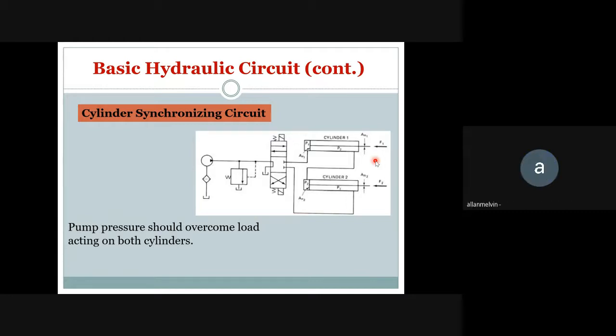Sir, can we use a cylinder synchronizing circuit in pneumatics? Yes, can. No problem. You can use it either way. Even electro-pneumatic you can also use. It's just a process of using one output as an input.